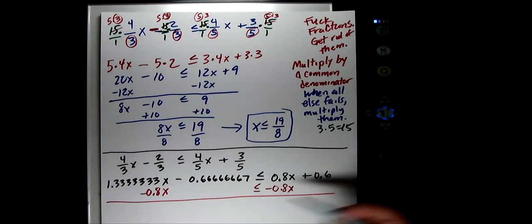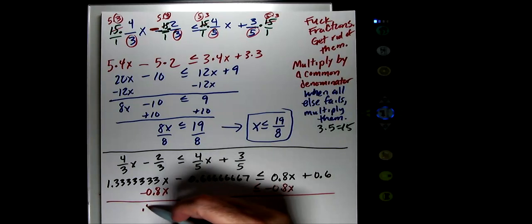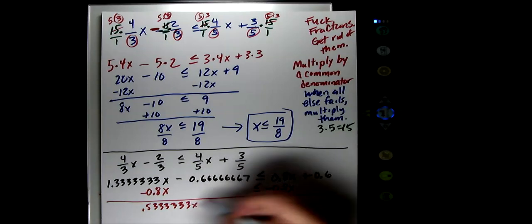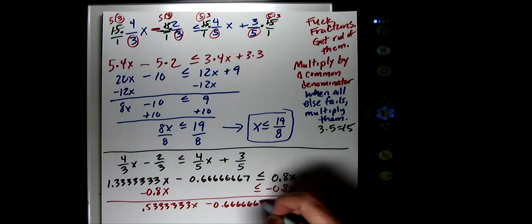Why not do it? This should give me, if I subtract 0.8, 0.5333, bunch of 3s, and an x, minus 0.666666667.